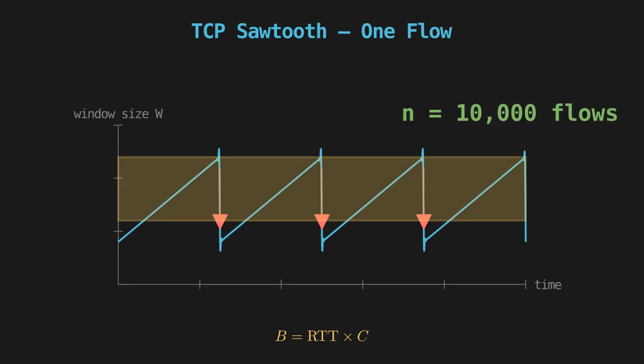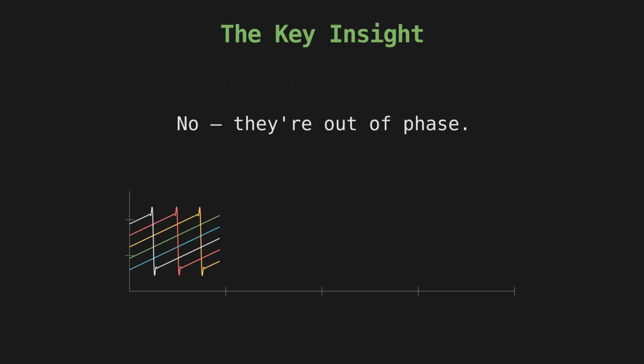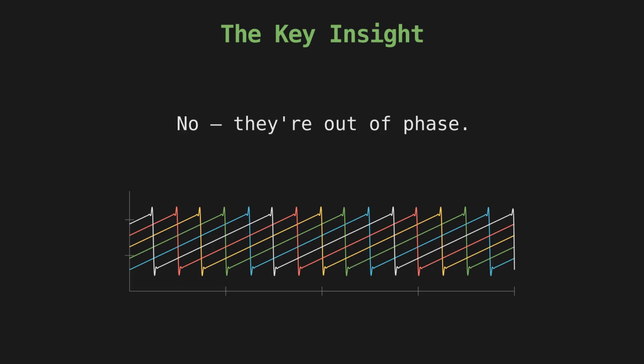But backbone routers don't carry one flow, they carry 10,000. Here's the key insight. With 10,000 flows, are they synchronized? Do they all cut their windows at the same time? No. They have different round-trip times, different start times, different paths. Their sawtooths are completely out of phase with each other.